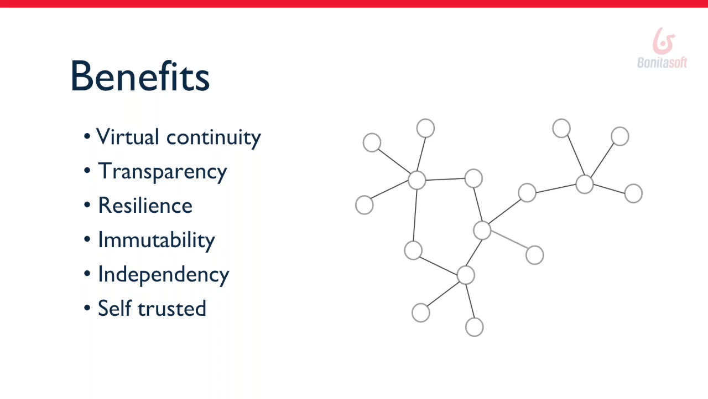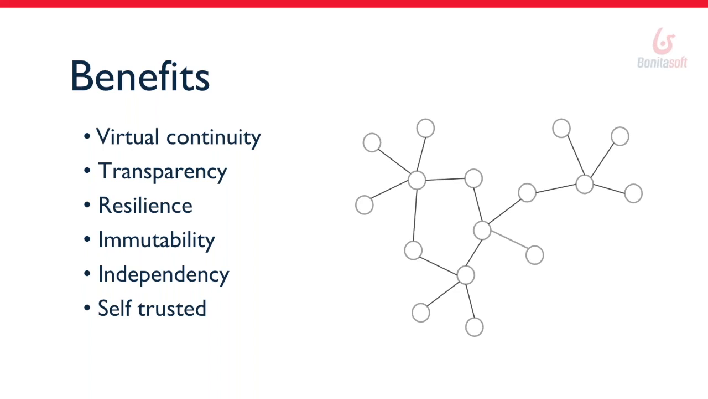Immutability, because there is a consensus system to validate the transaction in the blockchain. It's really hard, or virtually impossible, to forge a transaction or to modify a transaction that already happened on the blockchain network. Therefore, the information is immutable.